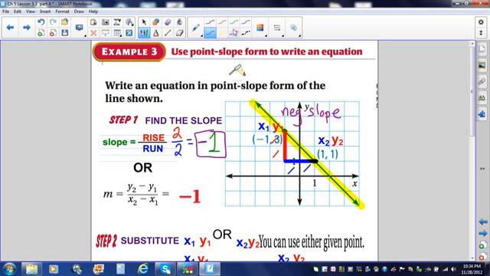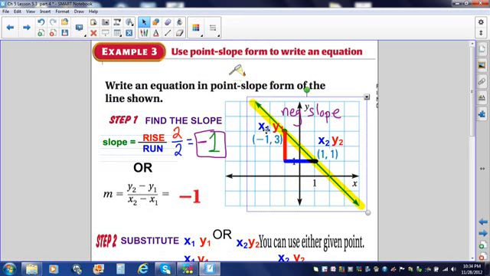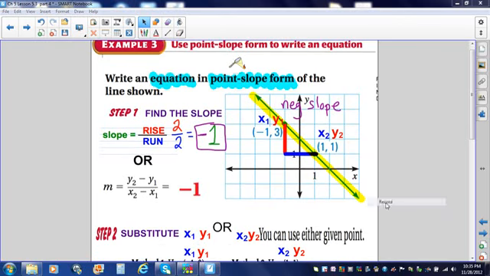The other way that you could find a slope, probably not the easiest way, but it still would work for this problem, is to do m equals y2 minus y1 over x2 minus x1. Label your ordered pairs x1, y1, x2, y2, plug them in, you should get -1 also. Step number 1, find the slope.